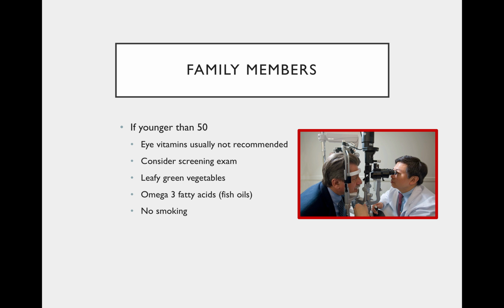A question we oftentimes get from family members is, what should they do to make sure they don't develop macular degeneration? If they're younger than the age of 50, then eye vitamins are usually not recommended. I oftentimes recommend a screening eye exam, and I do recommend a healthy diet to include leafy green vegetables, omega-3 fatty acids, and I ask them to make sure they don't smoke.